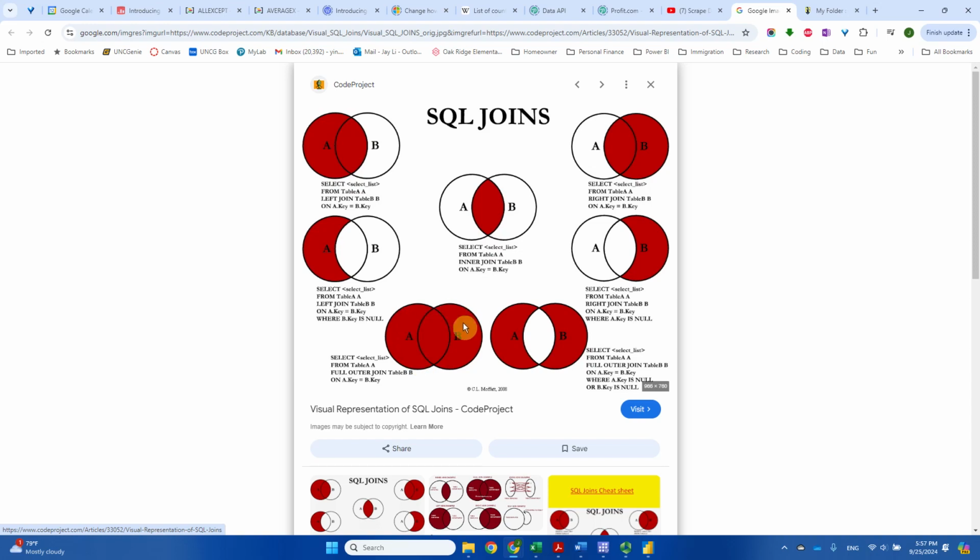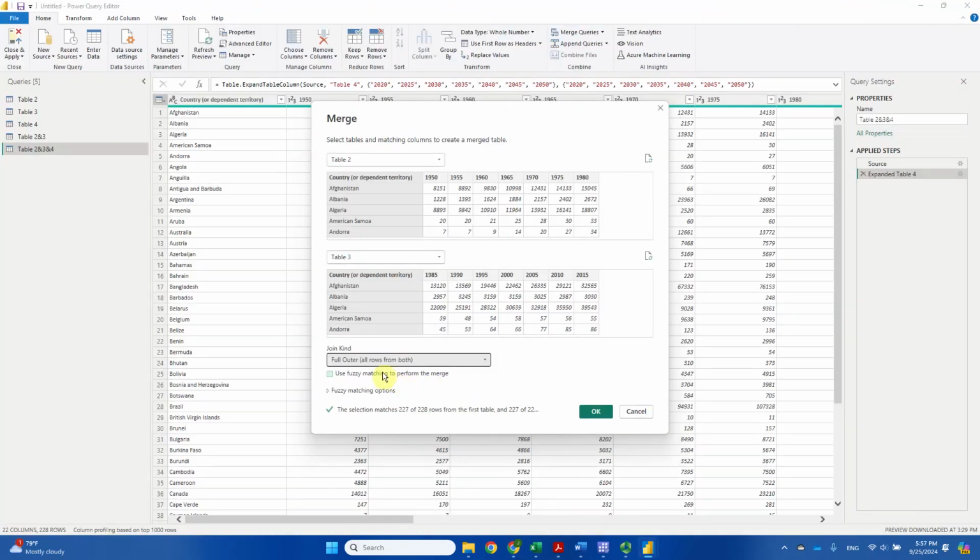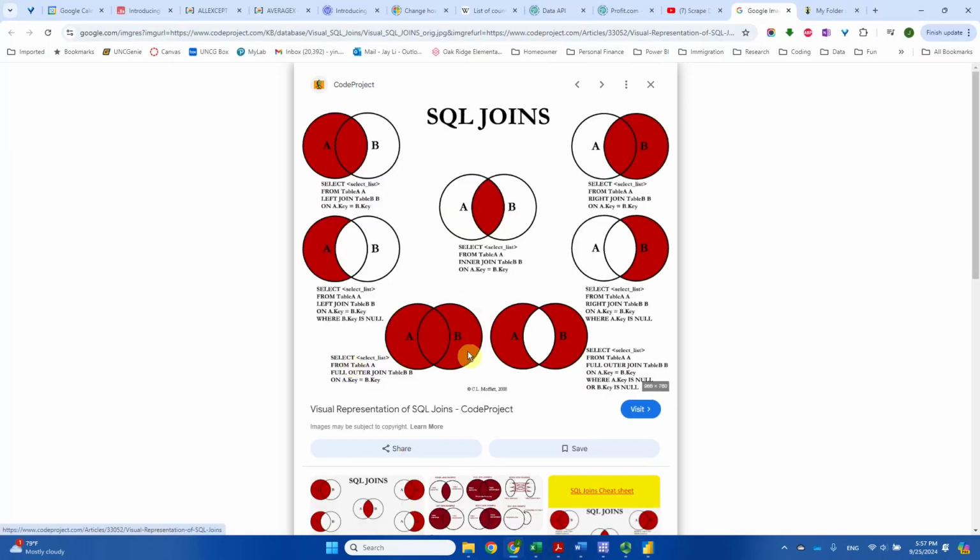For this part, which is the countries in table B but not in table A, those are the North American countries, and they are also going to be included. So this entire red area is going to be included in the combined table. All right, so take a look at the short description. All rows from both tables are going to be included in a full outer join. So that's basically this graph.